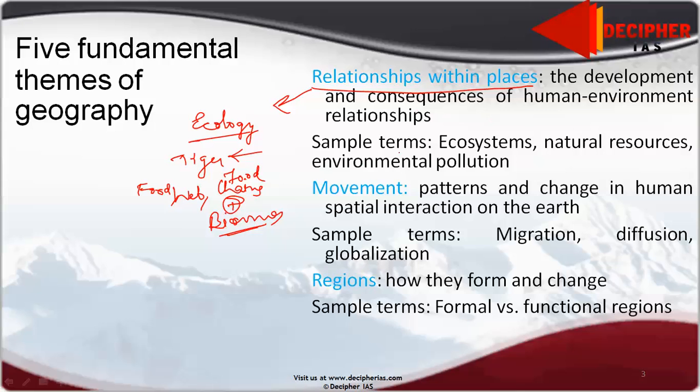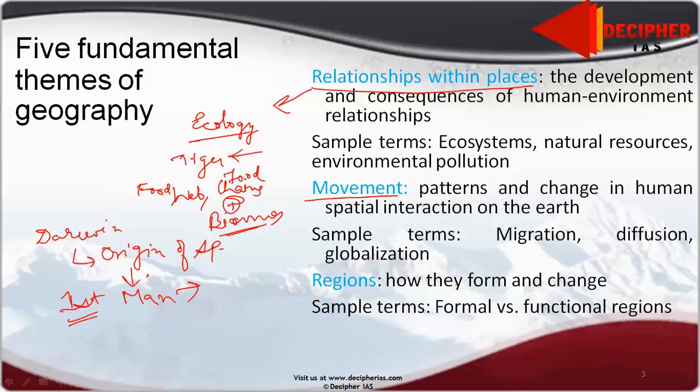Moving forward to the next one, movement. Movement has been happening historically. Darwin, in his book called Origin of Species, told that the first man, or early man, had origin in Africa, from which he migrated to Asia and Europe.